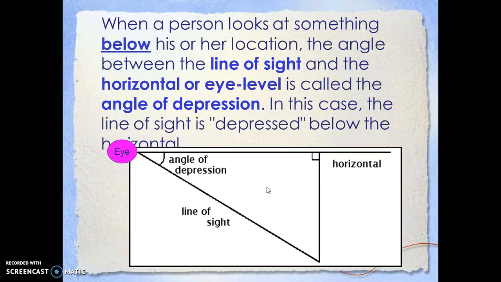So again, if you are here, you are the observer, and here is your eye level, this horizontal line here, and you are looking at the object here, so here is your line of sight. So the angle formed between your eye level and your line of sight is called the angle of depression.